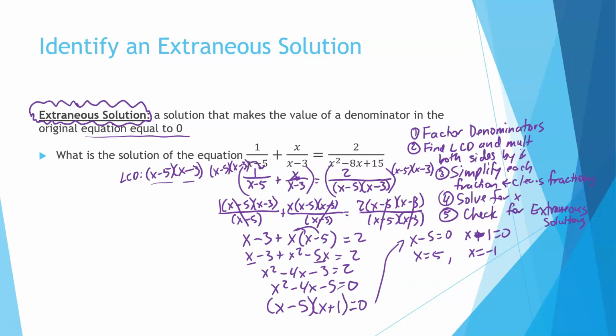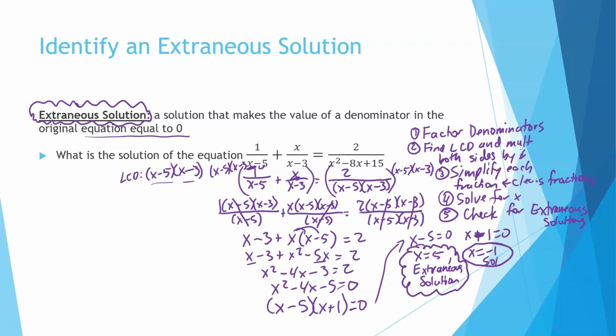So check for extraneous solutions, which means, again, if I plug 5 back into this original problem, okay, so I gotta erase this. Remember, if I plug 5 in here, I'm dividing by 0, so that makes it undefined. So 5 is an extraneous solution. I got an answer of negative 1. I checked that. I could plug that, and that's okay. So x equals negative 1 is my only solution. x equals 5 is an extraneous solution.